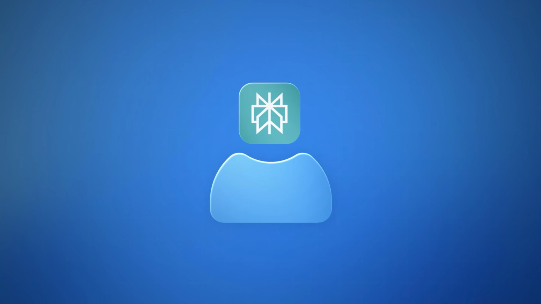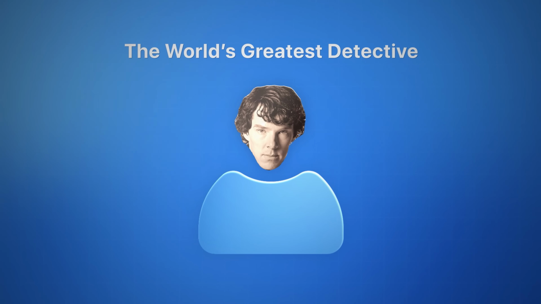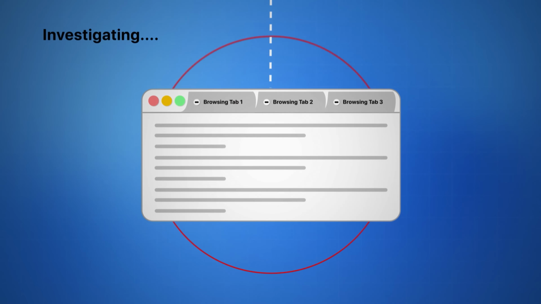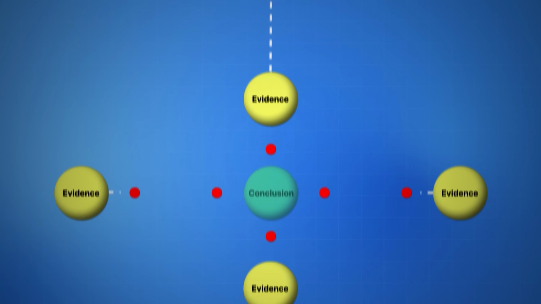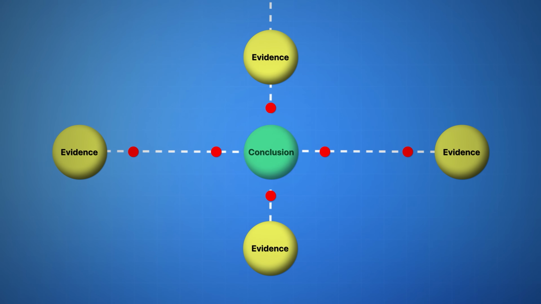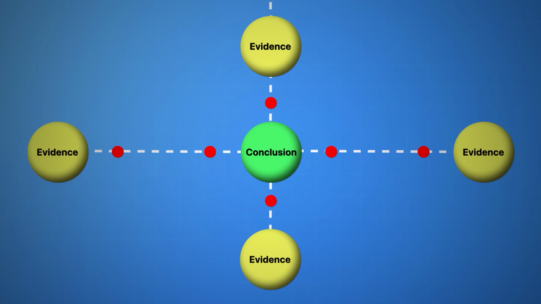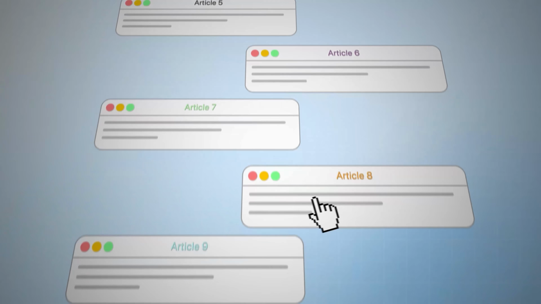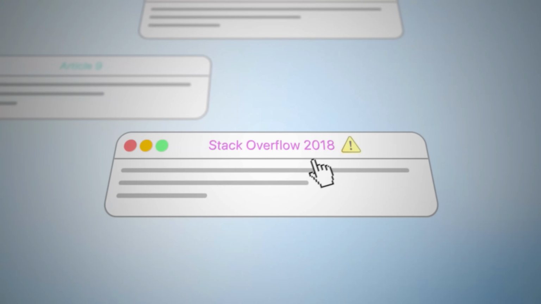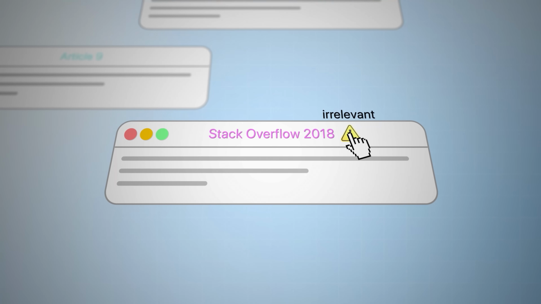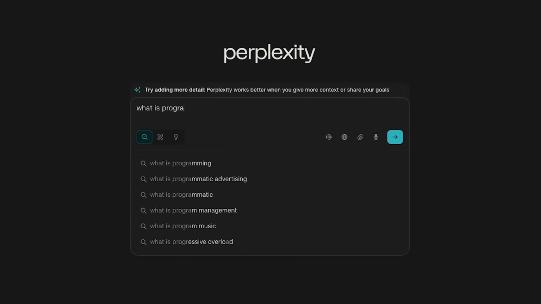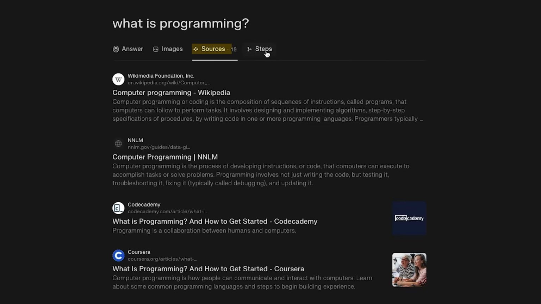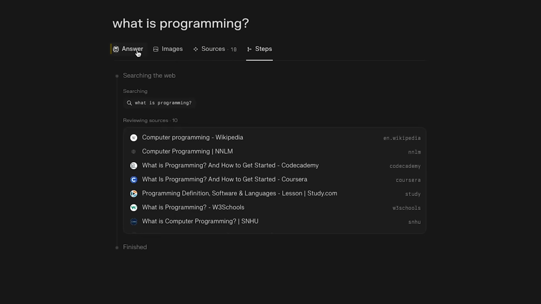This is like AI Sherlock Holmes, the world's greatest detective who investigates multiple sources simultaneously, connects the dots from scattered evidence, and presents you with a deductive conclusion with proof. And unlike Google search, where you have to click through 10 different articles, piece together conflicting advice, and wonder if that Stack Overflow answer from 2018 is still relevant, Perplexity does all the heavy lifting for you. It reads sources, synthesizes, and gives you a comprehensive answer.